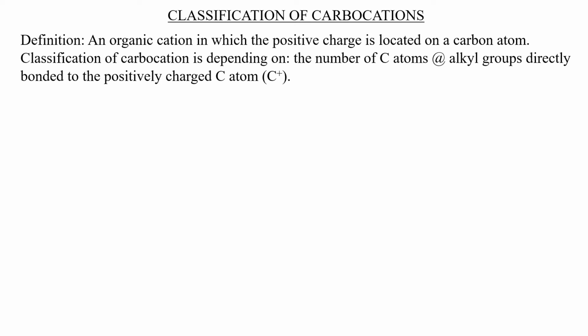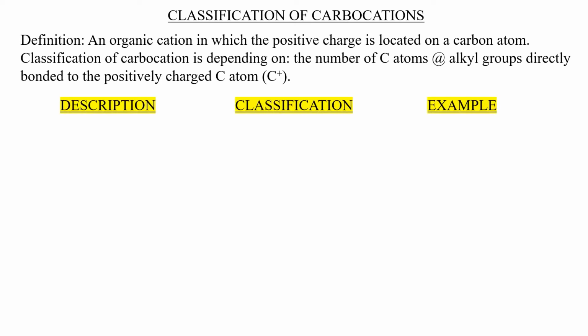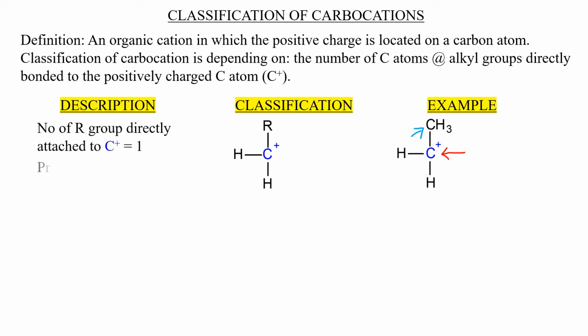So let's take a look at the description and example of this, which may assist you on how to classify carbocation. We start with the first example. In the first example, we have one carbon atom or one alkyl group that is directly attached to the carbocation. So this carbocation is classified as primary carbocation.